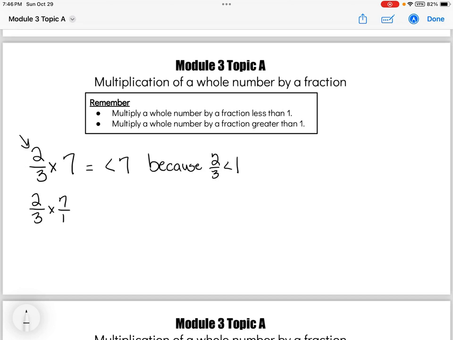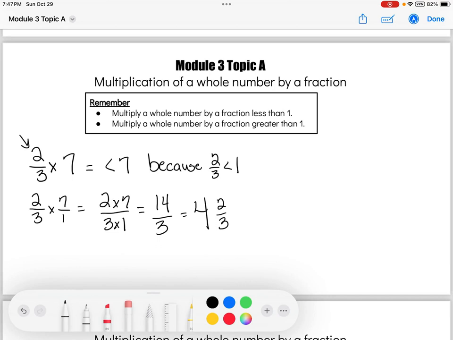So 2/3 times 7 over 1 can be rewritten as 2 times 7 over 3 times 1, and we get 14 over 3. Again, it can be left as an improper fraction, or it can be converted into the mixed number of 4 2/3. They cannot write both. If they write both, it's going to be marked wrong. They have to do one or the other.